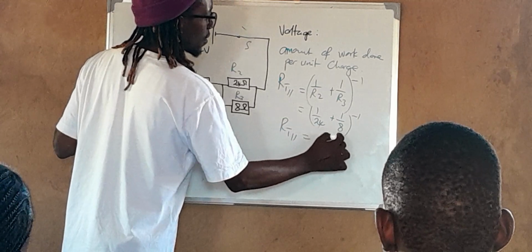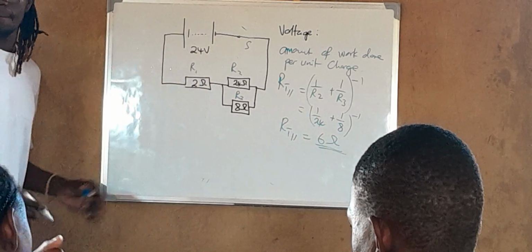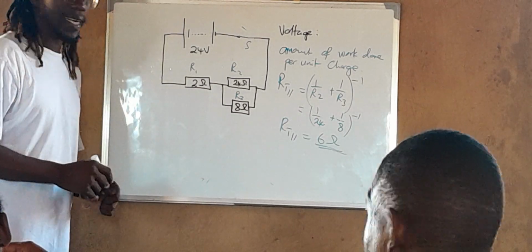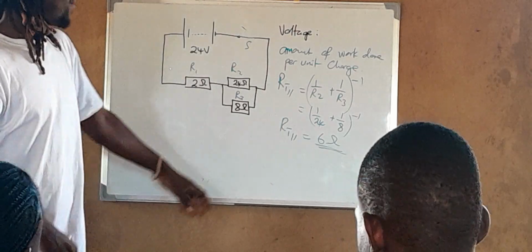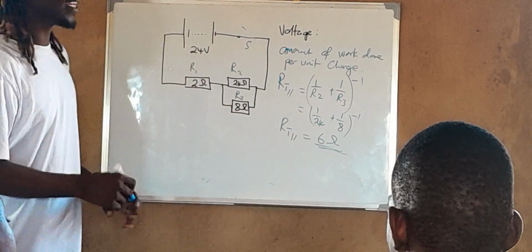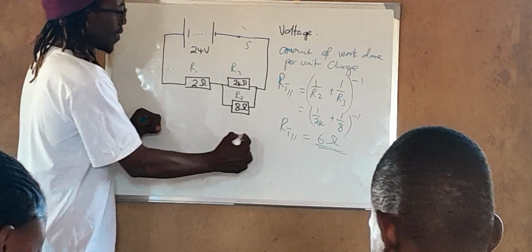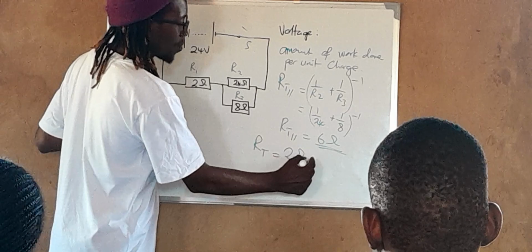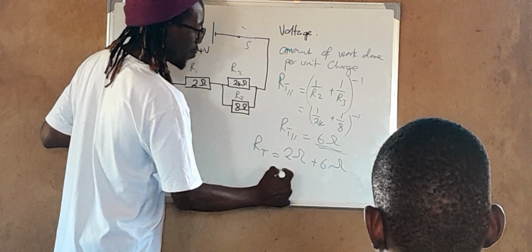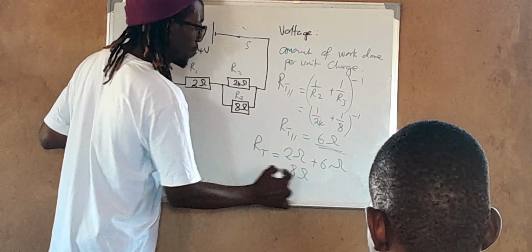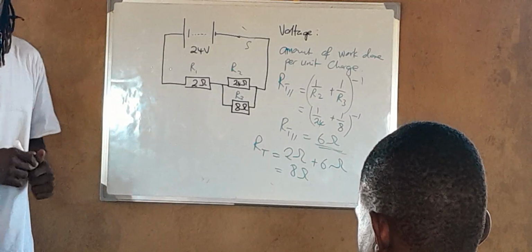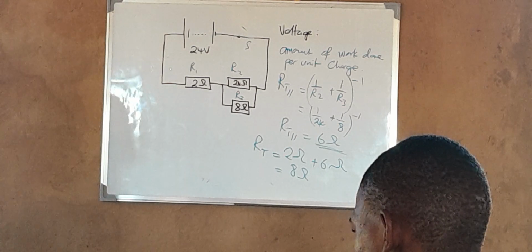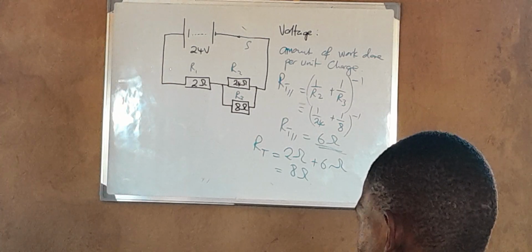This is 6. So if this is 6, and then again we need the total now, right? So we can say the total resistance is equal to 2 ohms plus 6 ohms, which gives us 8 ohms. That is our total resistance, right? Yes. It's also the same, right?